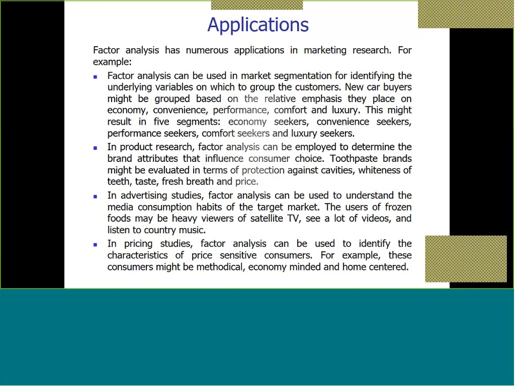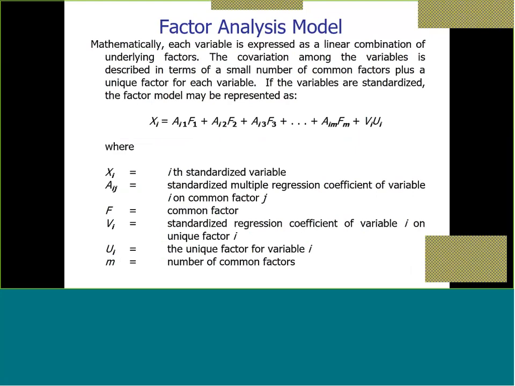So what will be the general factor analysis model? Mathematically, each variable is expressed as a linear combination of underlying factors. So the covariation among the variables is described in terms of a small number of common factors plus a unique factor for each variable. If the variables are standardized, you'll have a mathematical model like this.